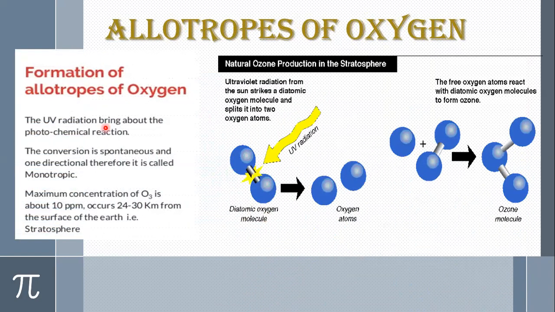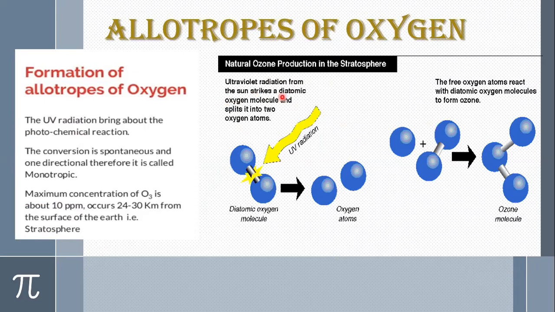Next is formation of allotropes of oxygen. Oxygen and ozone are present in our atmosphere and they are interconverting into one another. UV radiations are important to bring about these photochemical reactions. These conversions are spontaneous and one directional, therefore they are called monotropic. Maximum concentration of ozone is 10 ppm, parts per million, and it occurs at 24 to 30 kilometers from the surface of Earth, that is in the stratosphere. Now have a look at how it is produced in the atmosphere.